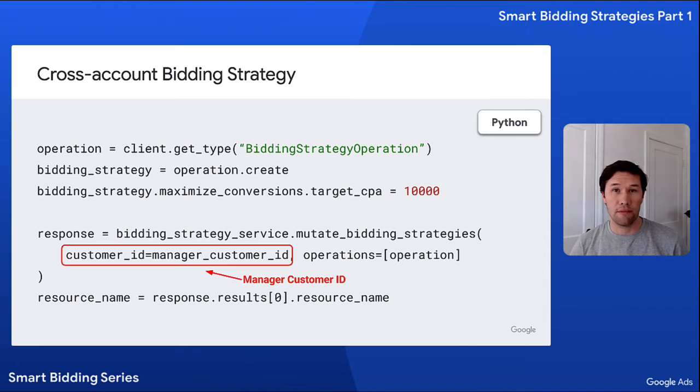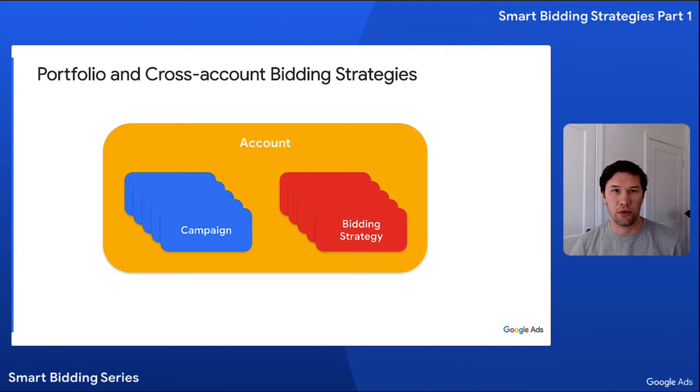Keep in mind that portfolio and cross-account bidding strategies introduce an additional resource to your account that requires ongoing maintenance. Unused bidding strategies can accumulate, making it easy to reach the account limit. So it's best to make sure your account's bidding strategies are up to date.